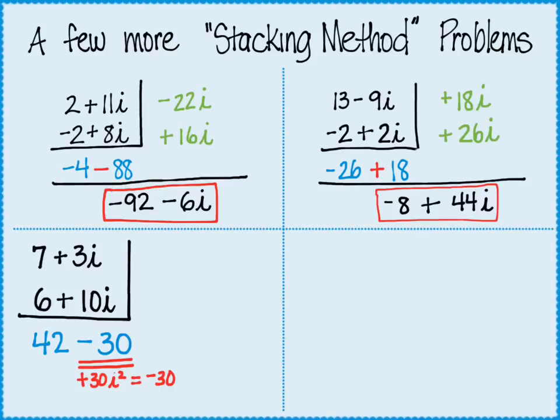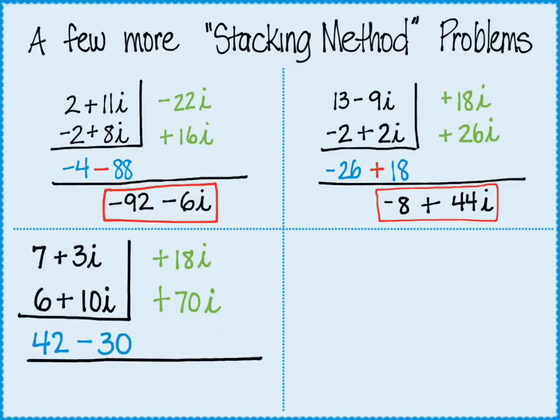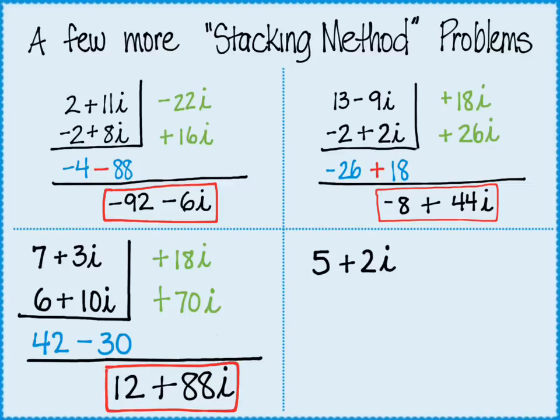From now on, I'm not going to even write the i squared. I'm just going to do the multiplication and then change the sign for the i squared. So I get a diagonal of 6 times 3i is positive 18i, 7 times 10i is positive 70i. Collecting like terms, I get 12 plus 88i, and there it is.